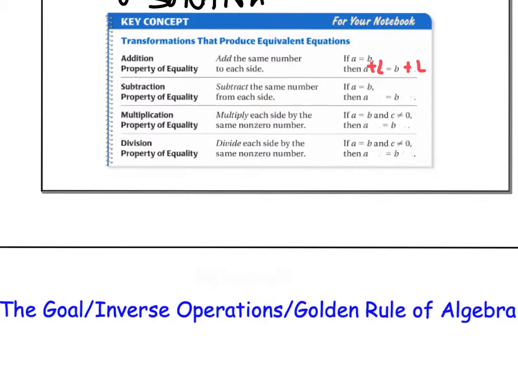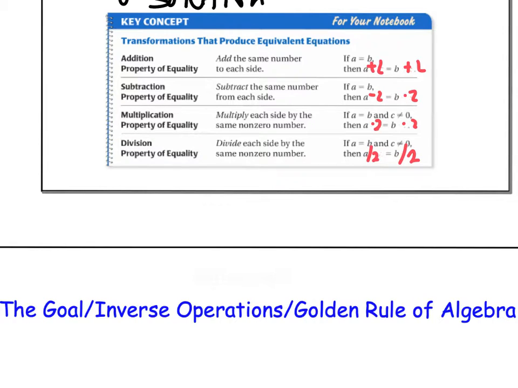The subtraction property of equality says kind of the same thing. If I take the same number away from both sides, I still have equivalent equations, so I am allowed to take the same number away from both sides, as long as I do it from both sides. Multiplication property, you can probably guess, I'm allowed to multiply both sides of that equation as long as it's by the same number. I am not fundamentally changing the problem.